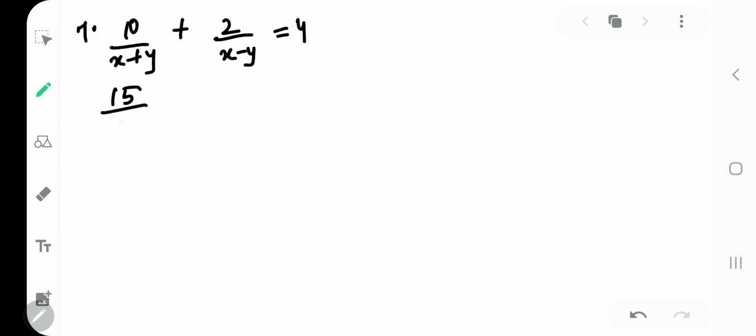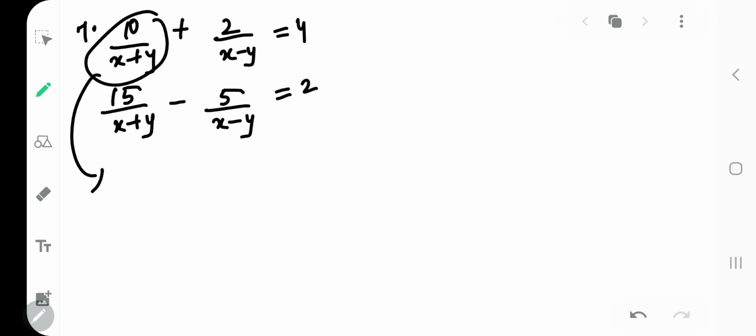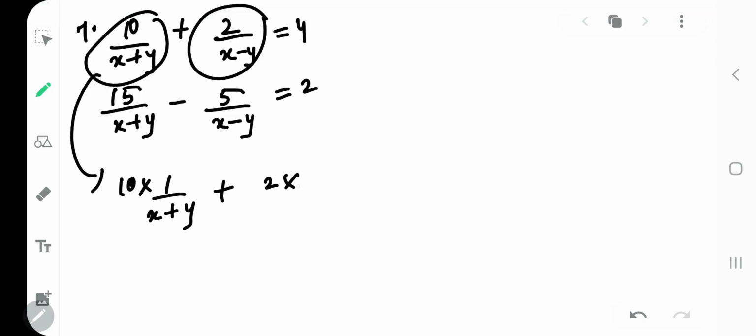Problem number 7, which says 10 upon (x plus y) plus 2 upon (x minus y) is equal to 4, and 15 upon (x plus y) minus 5 upon (x minus y) is equal to 2. Here also 10 upon (x plus y) means it is 10 into 1 upon (x plus y), and 2 upon (x minus y) means 2 into 1 upon (x minus y).